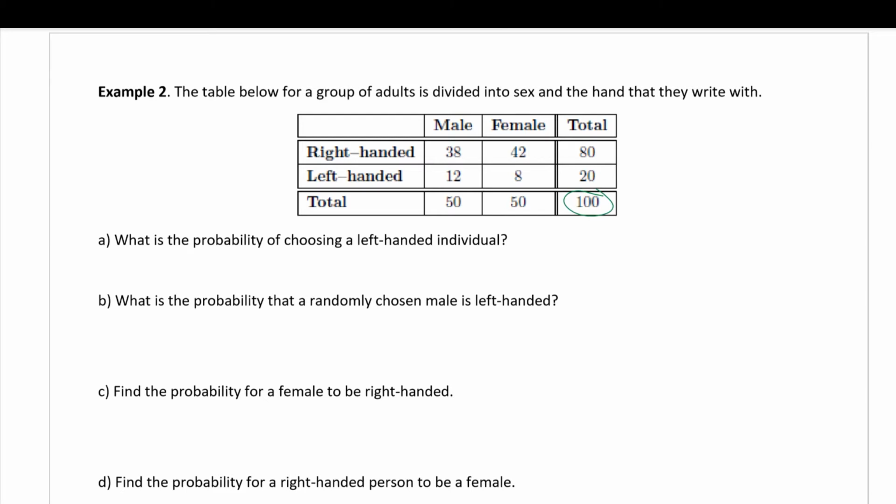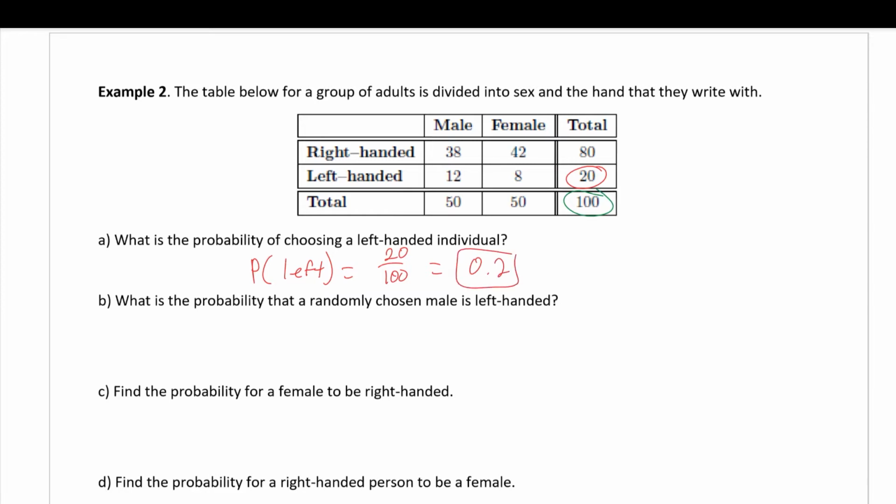So the first question is, what is the probability of choosing a left-handed individual? Now they didn't say anything about whether they're female or male, so we can just say probability of left is, well, how many people are left-handed? Well, there's 20 out of a total of 100. If we divide those and make a decimal equivalent, that's exactly 0.2.